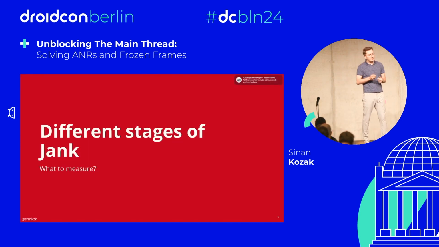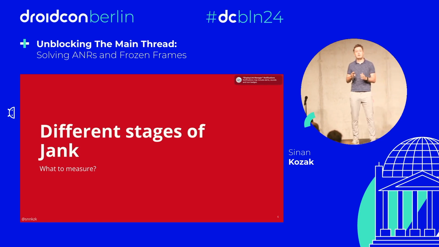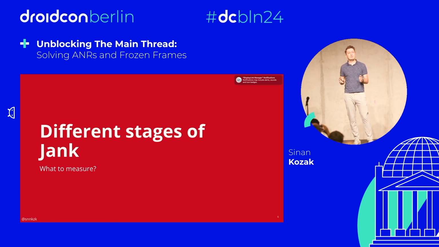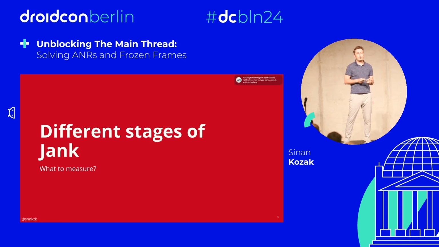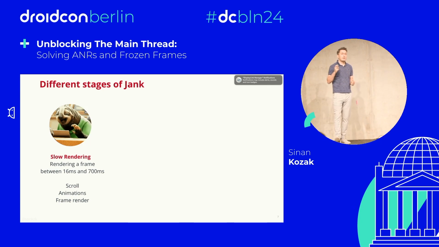But there are different stages of slowness. Not all of the slowness is the same. Some of it could be just sluggish UI elements and animations, and some of it just freezes your application and blocks user input altogether. But let's look at what kind of things. An important point is that the application tries to render as much as it can.